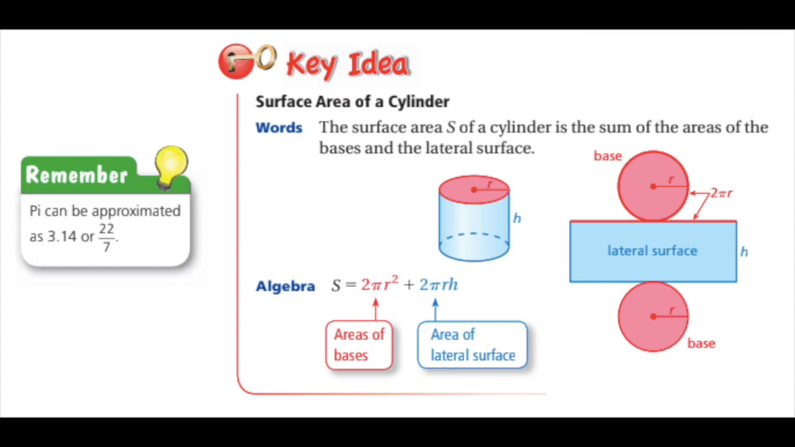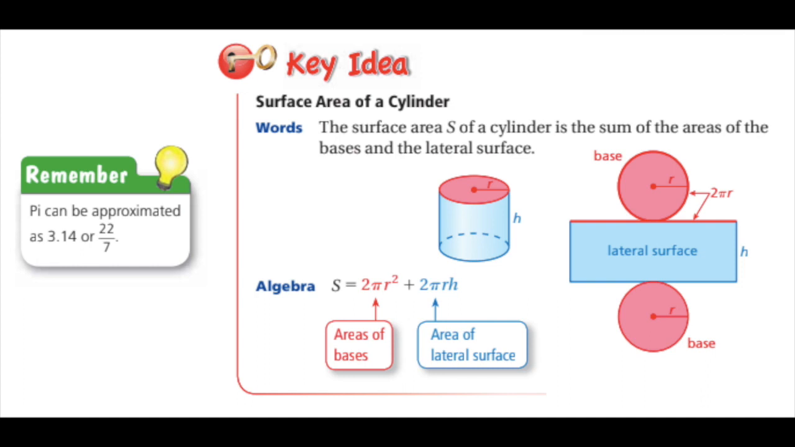If we look at this, you can see that they have created a net of that cylinder. So when you look at that, you can see that you have two circles, and then you also have a rectangle. So the two circles are the base. You have a top and a bottom, and then you have the lateral surface, which is that rectangle. And we know that the rectangle would actually be the circumference, that distance around the circle, and that would be the length of that rectangle.